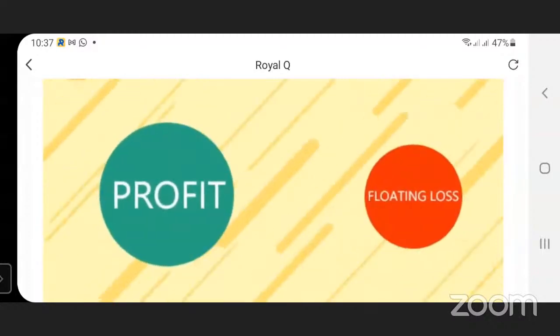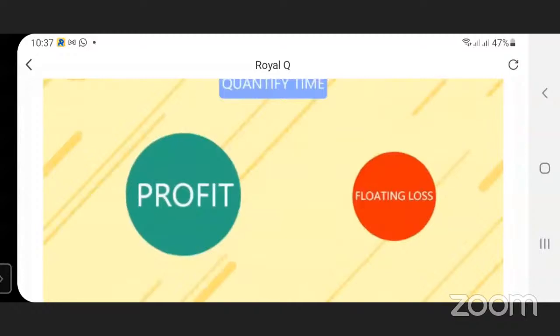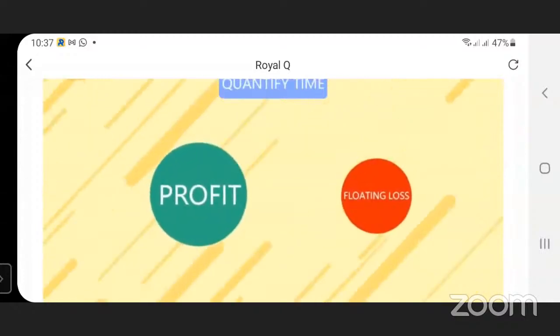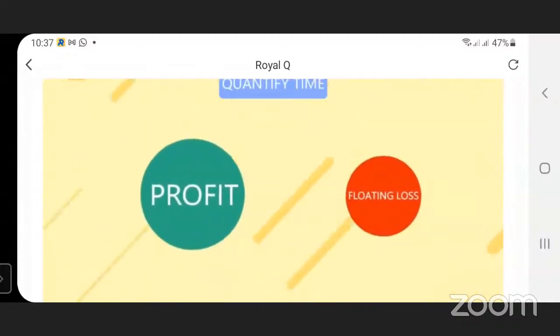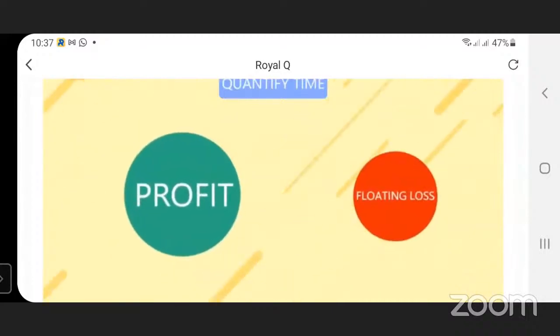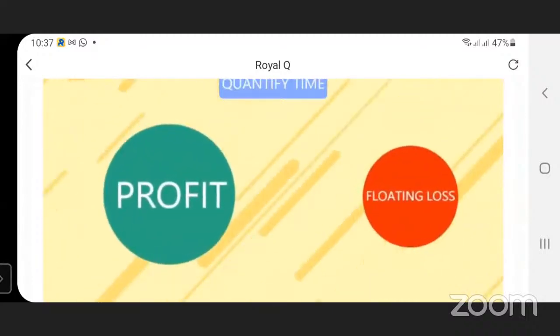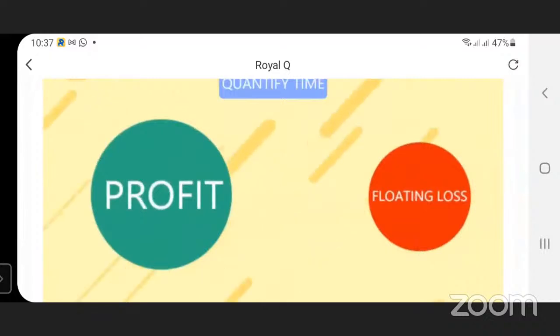2. Quantitative time. If the quantification time is long, your profit will be far greater than the proportion of floating loss. At this time, although your trading shows the floating loss status, the overall position still shows the profit status.